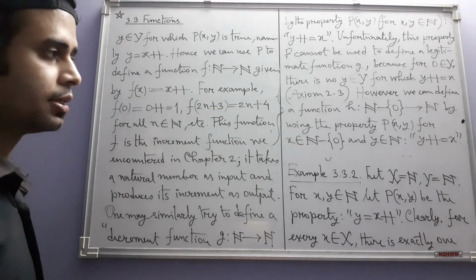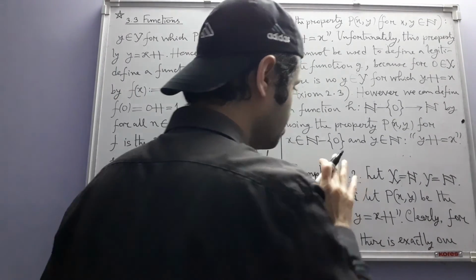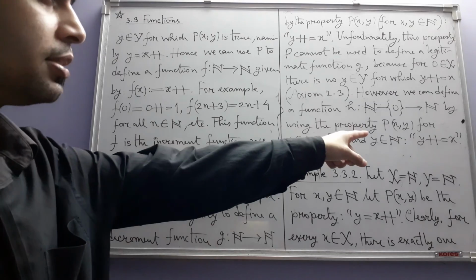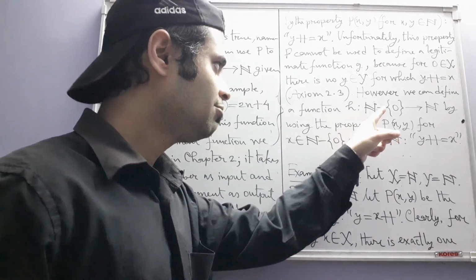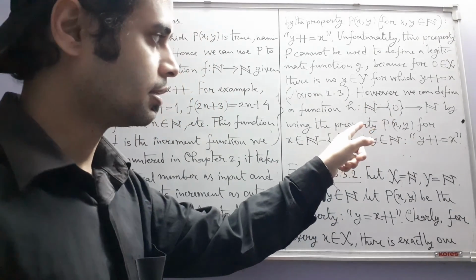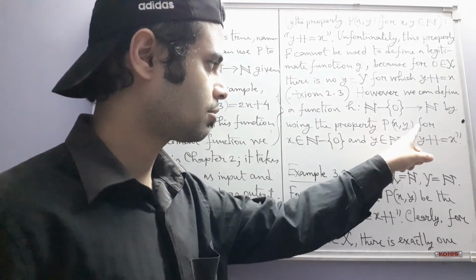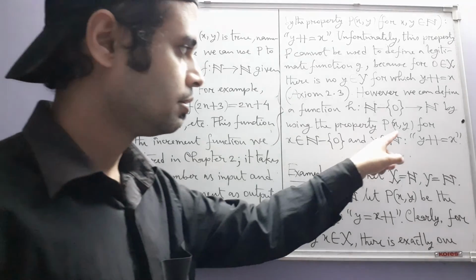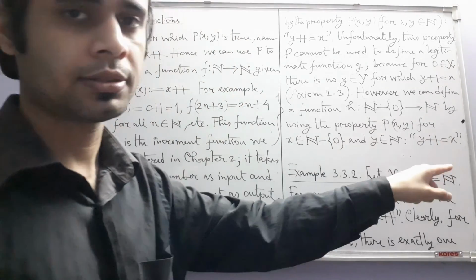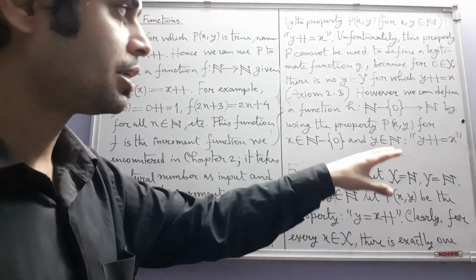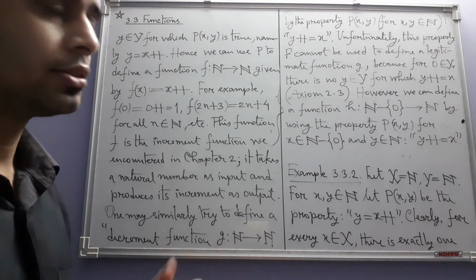Okay. So what are we saying here now? If we remove 0 from the first set, then using a similar property which says that P(x, y) is true when x is the successor of y, using this property, we can define a function h.